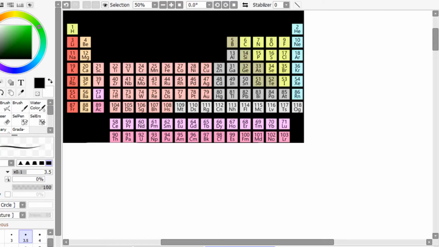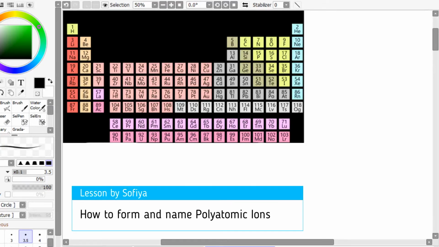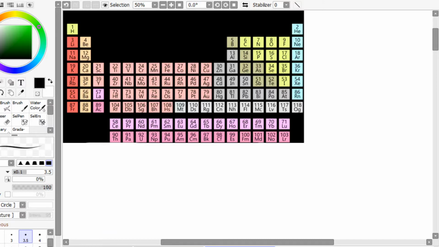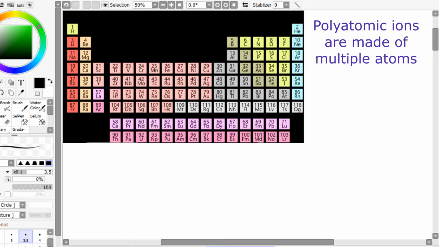Hey there! Here we will take a look at polyatomic ions, how to name them, how to form them. So polyatomic ions are ions, so they do have a charge, that are made up of several different atoms.